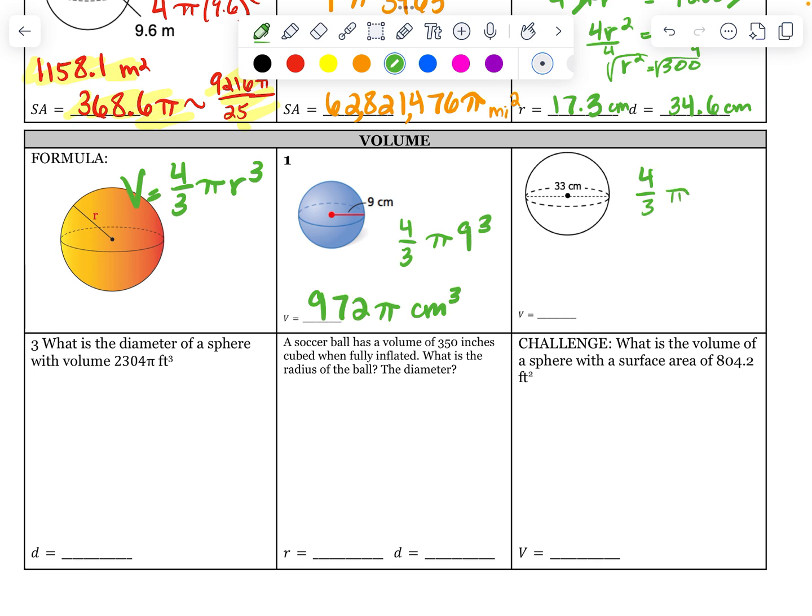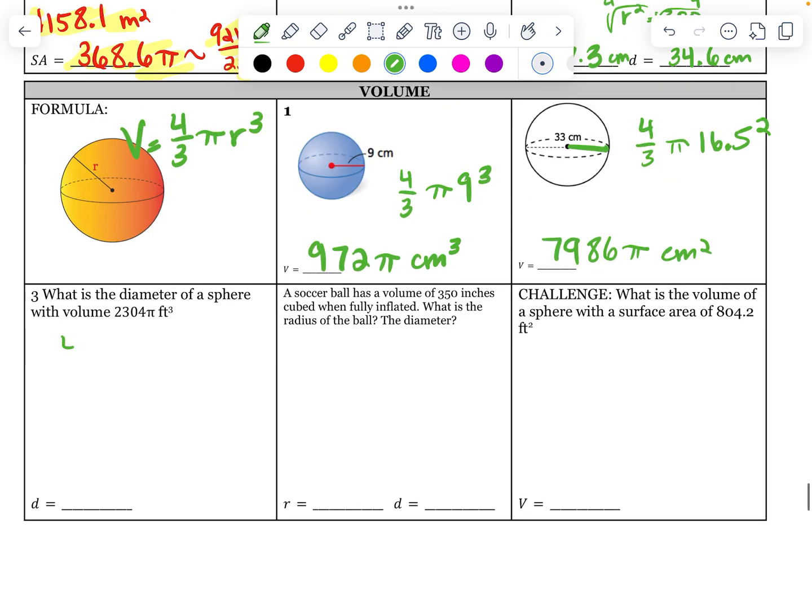4/3 pi r cubed. The radius is going to be half of 33, which is 16.5. So 4 over 3 times 16.5 raised to the third is 706 pi. I'm leaving things in terms of pi. What is the diameter of a sphere with a volume of that? All right, so 4/3 pi r cubed equals 2304 pi.